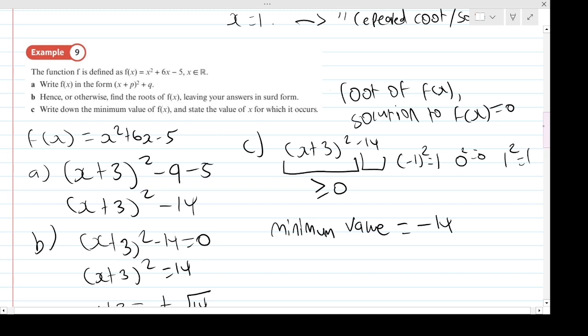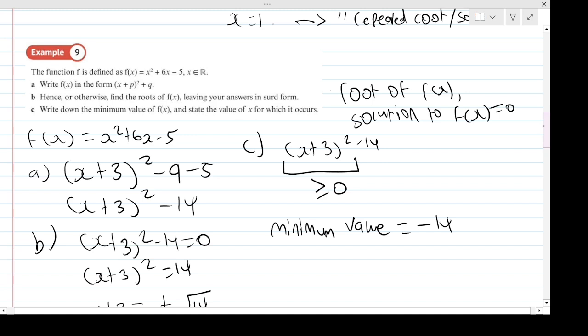So as you see, 0 in the middle is the smallest value when you square it. But if you go negative, it will also give us a positive. So actually, 0 is always the minimum value of a square number. Okay, so the minimum value has to be minus 14 because we're adding on a minus 14 after the square number, and then it's asking for the value of x when it occurs. So when is the minimum value minus 14?